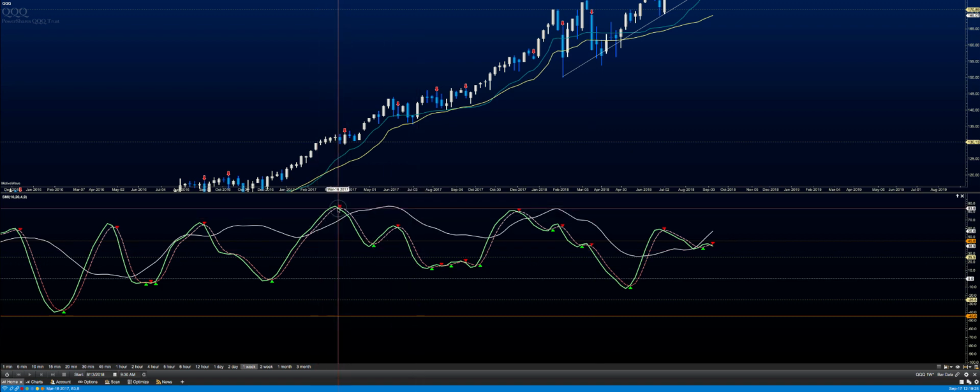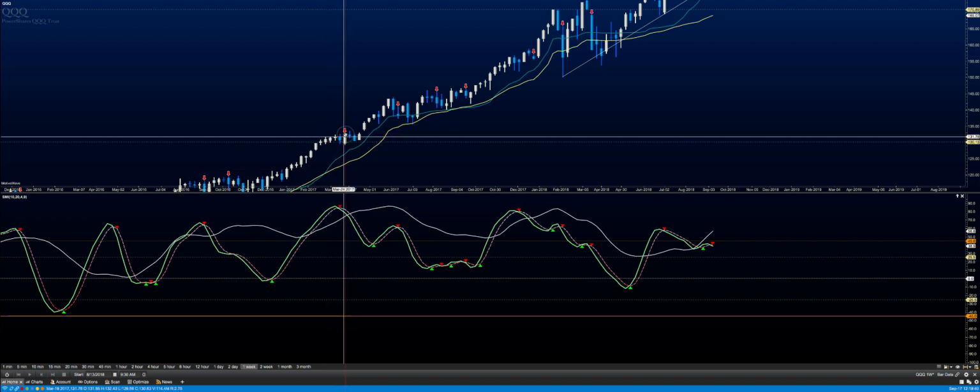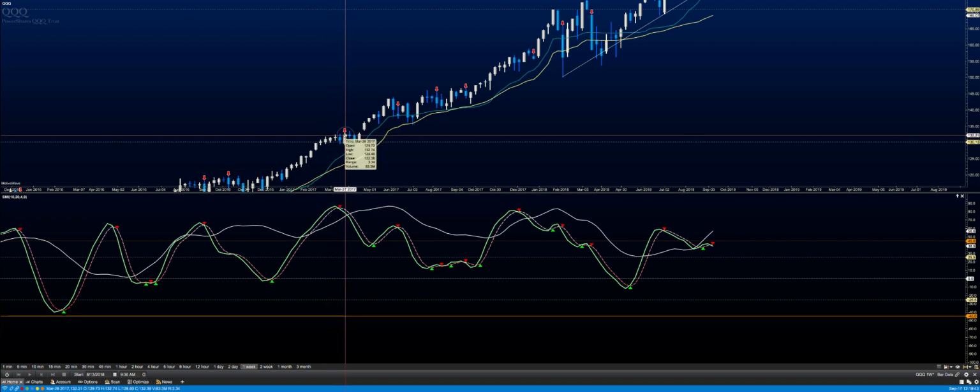So this crossover is not telling us to get short at all. This is the number one thing that I see people doing when they're newer traders and they see the crossover line and they say to themselves, oh, my chart's rolling over. That's not what it's saying at all.